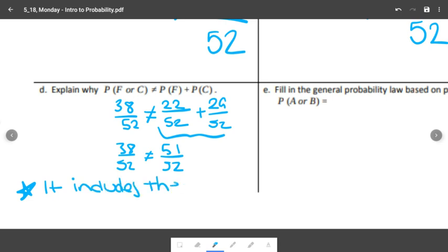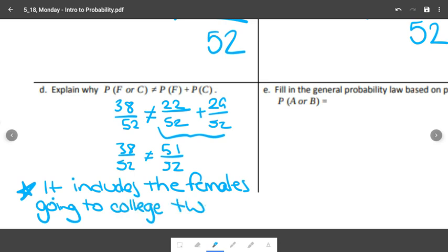It includes the females going to college twice. So when I found that probability of female, 22 over 52, and then that probability of going to college, 29 over 52, I included those female students who were going to college twice. They got counted in each probability.